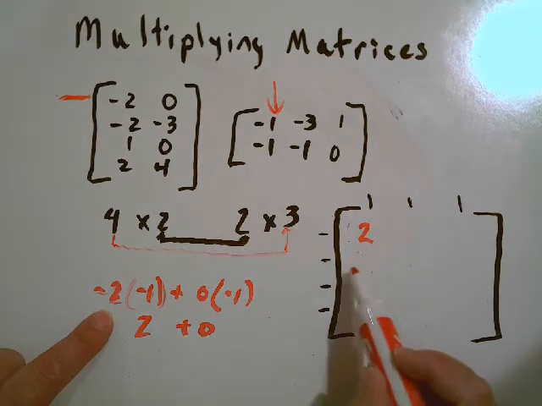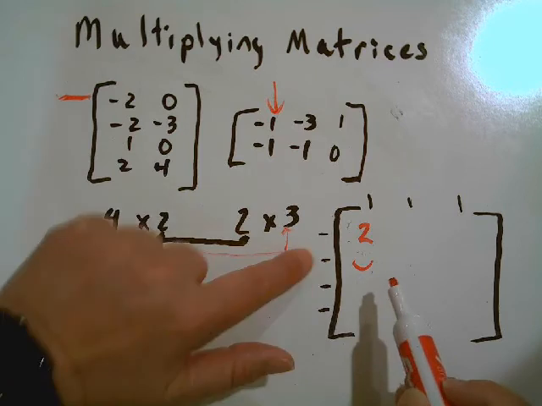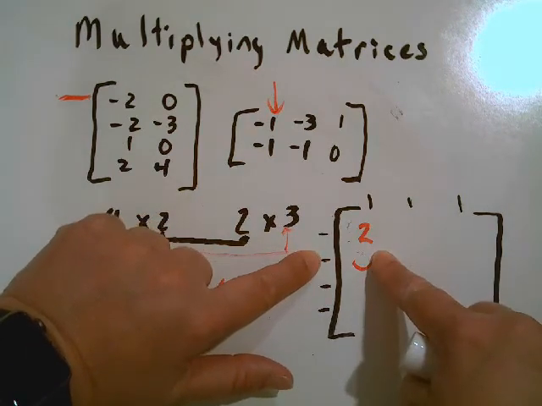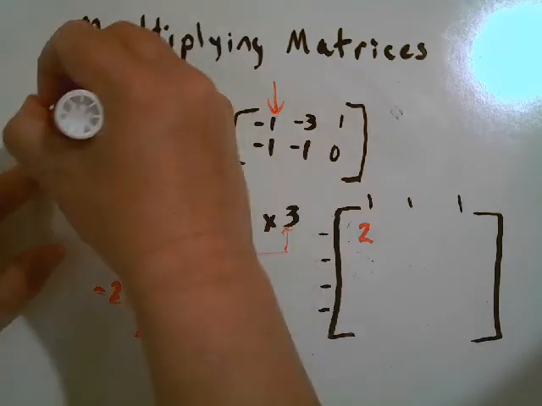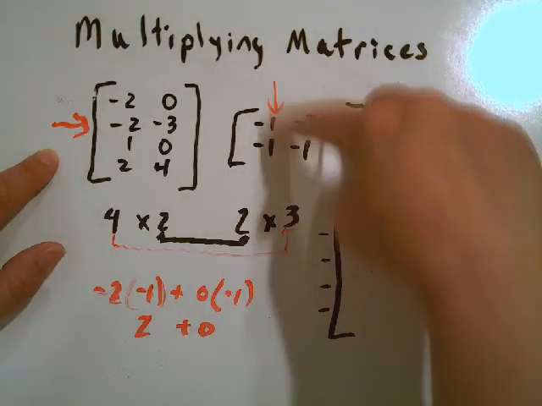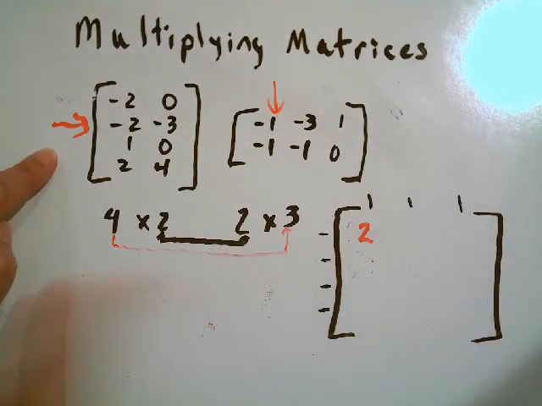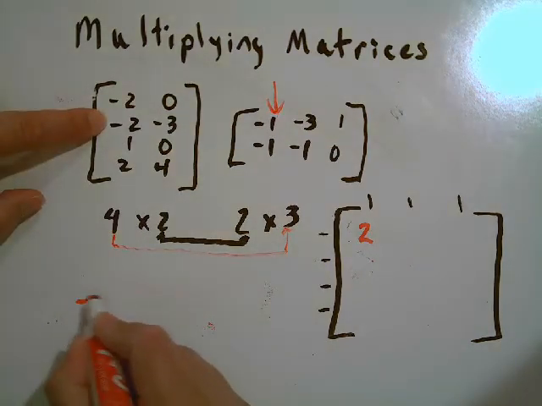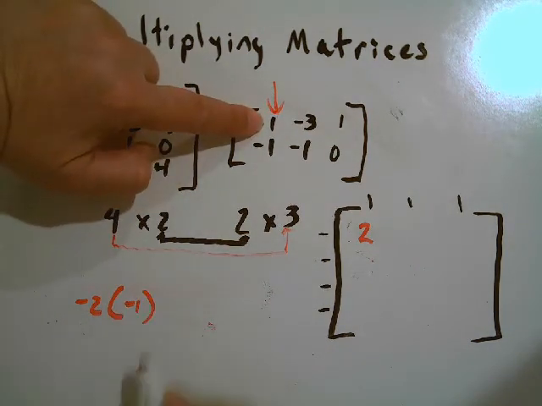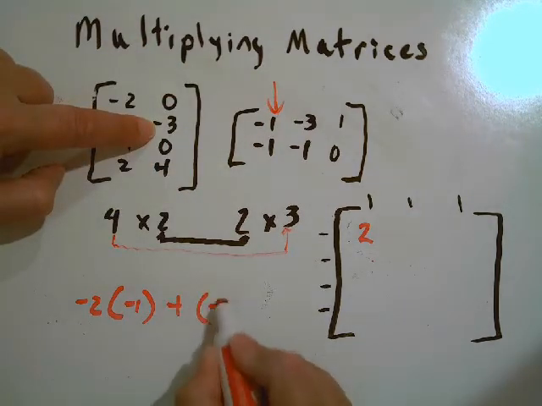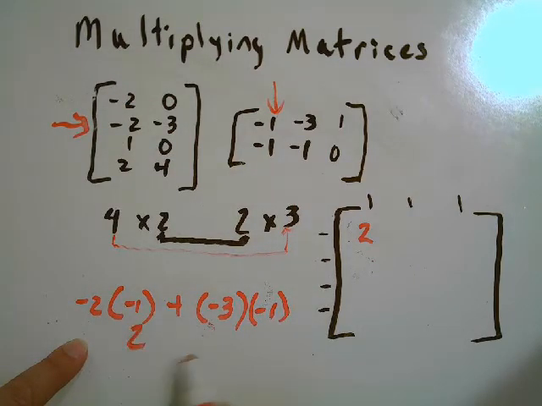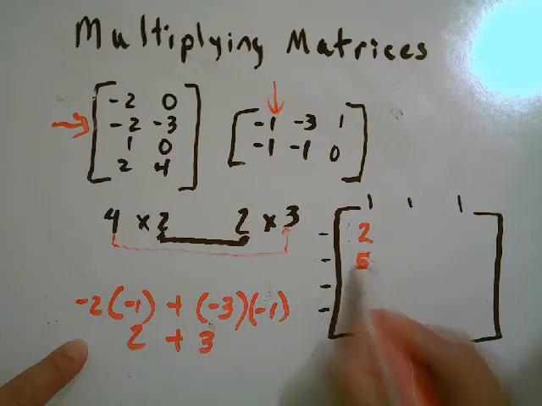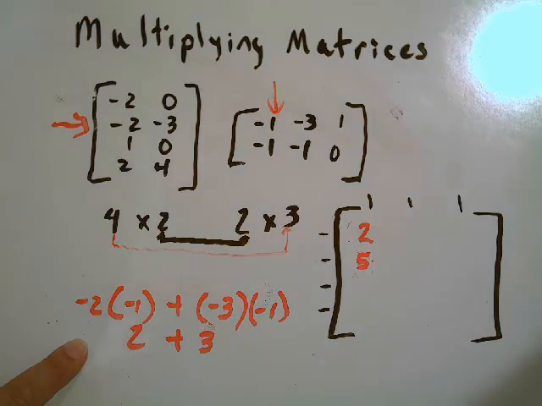Now I'm going to go back and find this spot. This spot would be row 2, column 1. So to find the number that goes in row 2, column 1, I'm going to use row 2 and column 1, and do the exact same thing. So row 2 has -2 times -1, and then -3 times -1. -2 times -1 is 2, -3 times -1 is 3, and 2 plus 3 is 5, so that's the answer that goes in row 2, column 1.